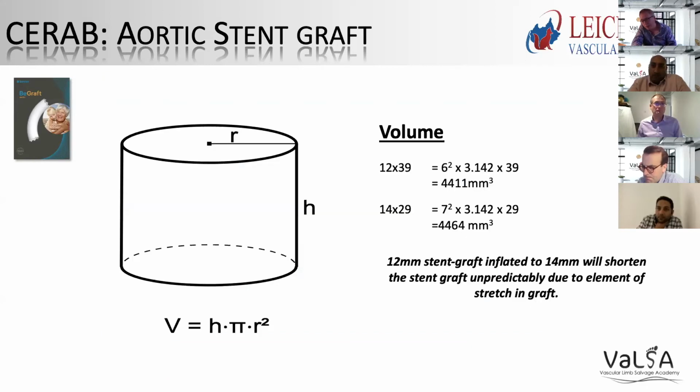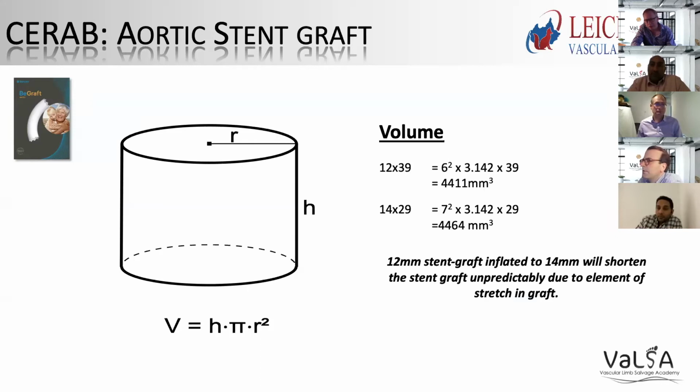They do dilate up to different sizes. They will dilate up to the next stent size. So if you remember, the 12 is separate to the 14 and the 16. So the 12 will get up to 14 and indeed a 16. However, the different stents will shorten when they dilate. And if you remember your maths, pi r squared times length, the volume of a 12 by 39 is the same as the volume of a 14 by 29. So if you blow a 12 uniformly up to a 14, it will shorten.